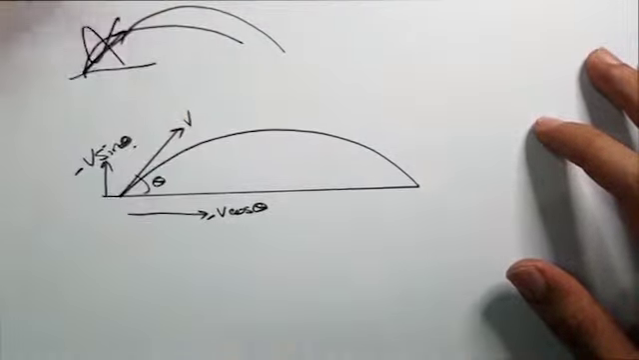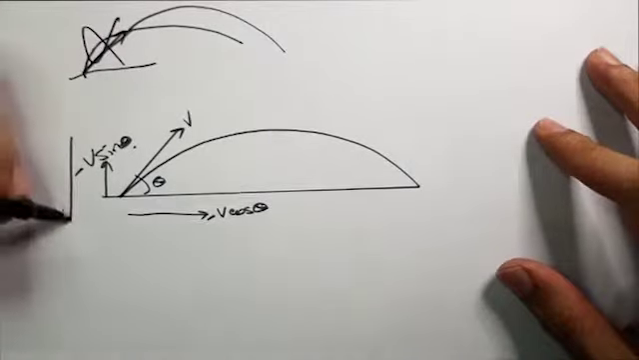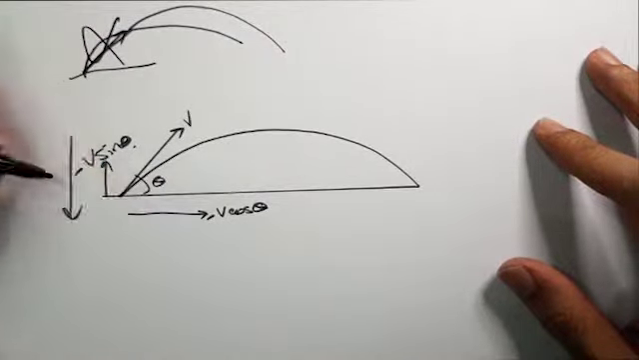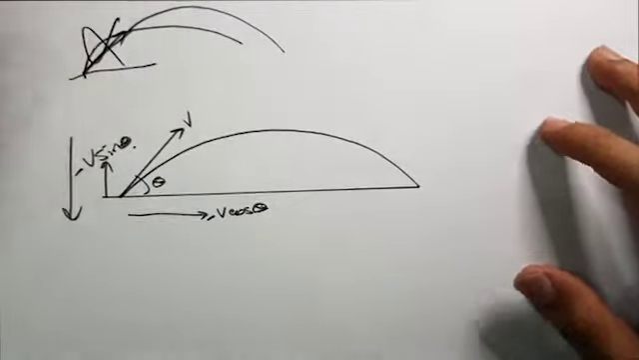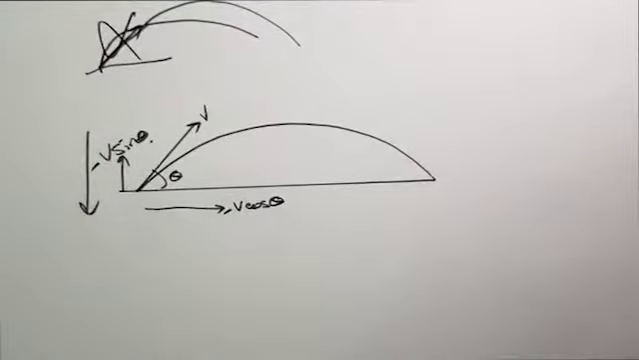V cos theta is not going to be affected by g. Why? Because g acts perpendicularly to v cos theta and parallel to v sin theta. So what I'm going to do now is this really important thing. I need you guys to pay a lot of attention to what I'm about to do.